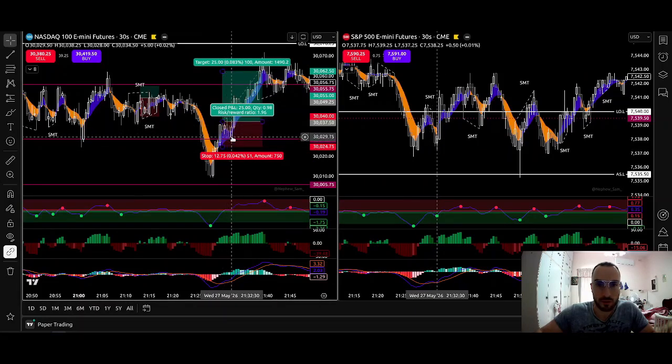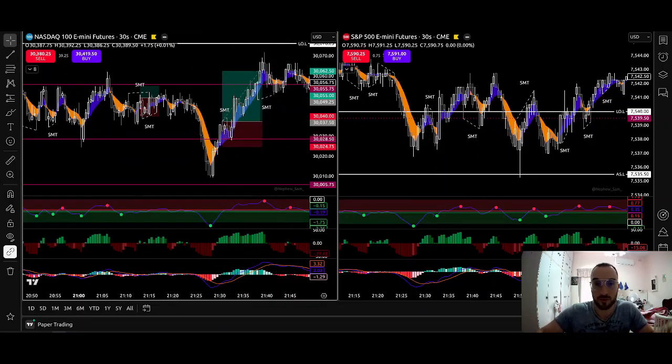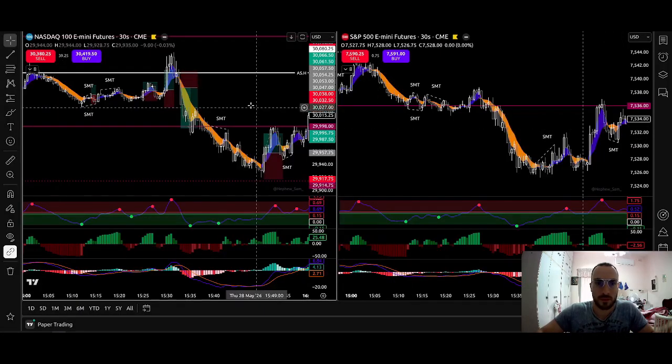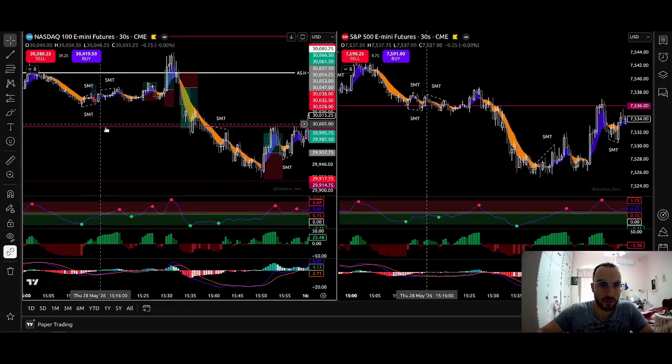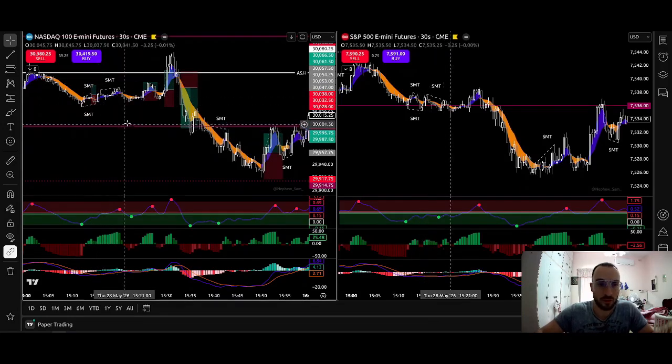I could also enter this on the pullback discretionarily, pull back into the bullish fair value gap, which we'll cover in a future video, and then catch the rest of the move higher. Looking on Thursday, I had this short here that I got faked out and lost off of.